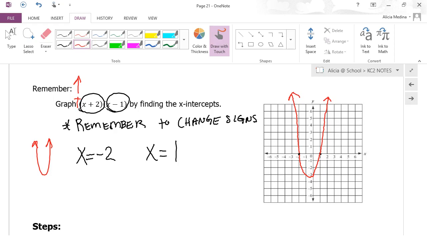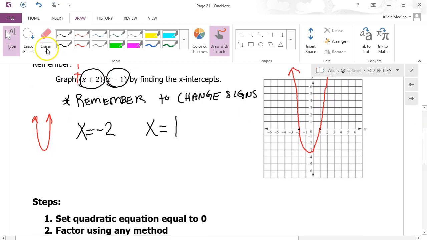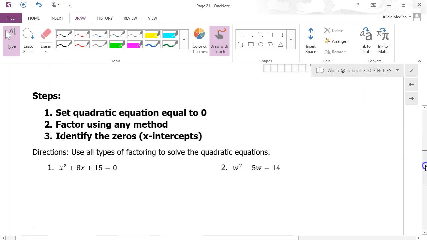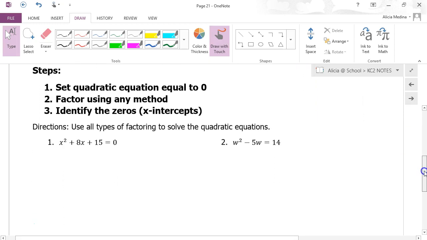Well, we're going to be doing the exact same steps here. We just have to get our quadratic into factor form. So I want to get it into that x plus 2 or x minus 1, two binomials, so that I can take the opposites of them and find the x-intercepts.